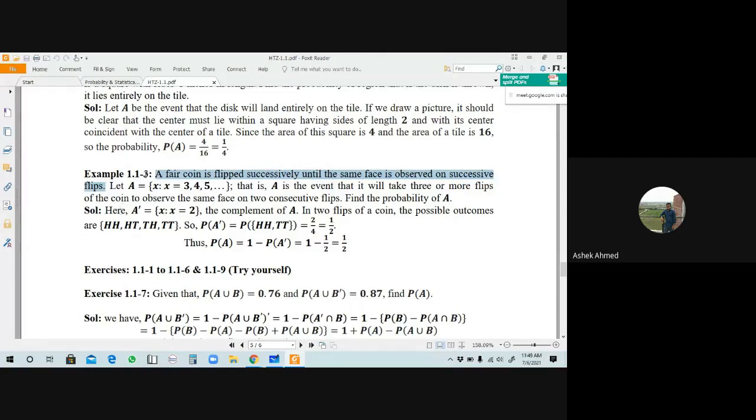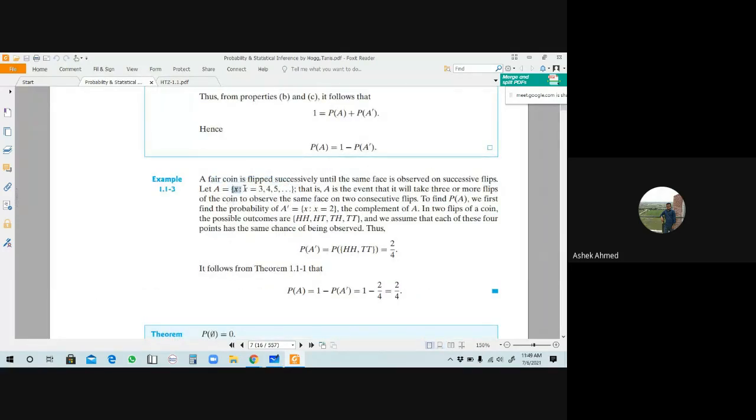Okay. In your question, there is given an event A. This will be X such that X equals 3, 4, 5, up to infinite times. That means the coin has been tossed 3 times, 4 times, 5 times, and this depends on the number of tosses. If you toss, what will you get? You get the same face in the last two tosses.